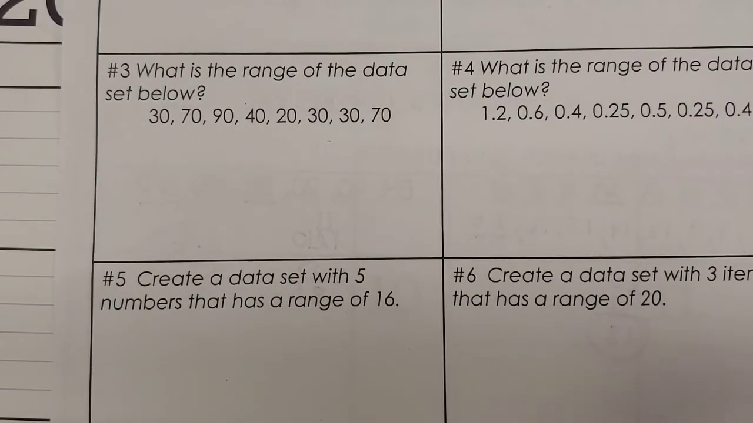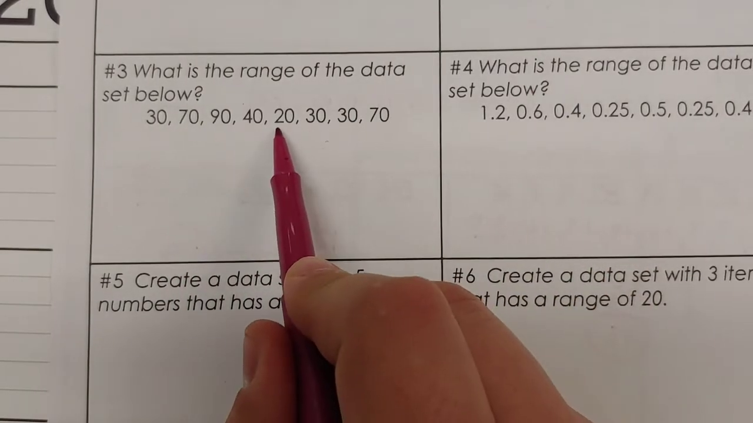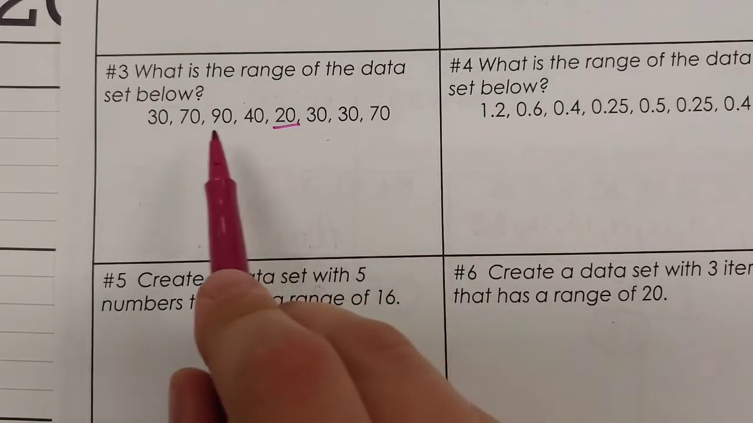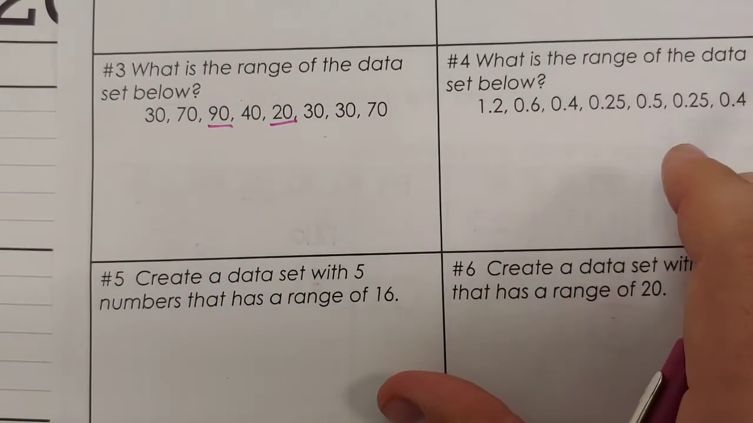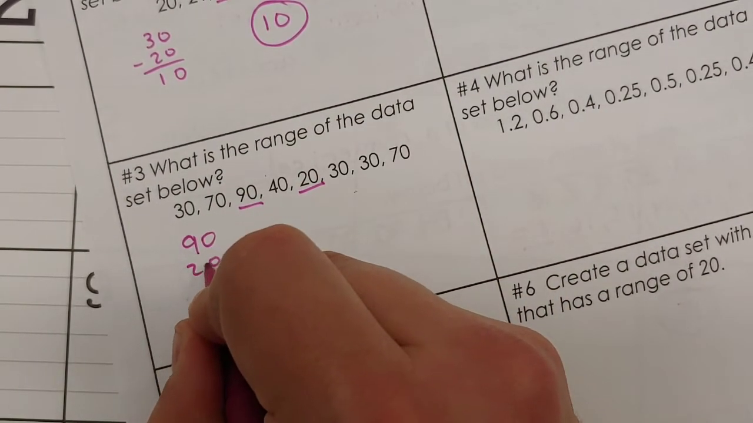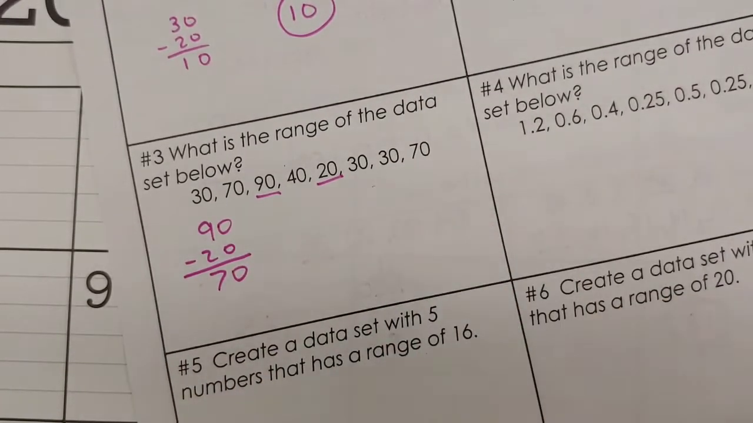Number 3, what is the range of the data set below? Again, look through here. There's a 20. So we go all the way up to 90 here. 90 minus 20 equals 70.